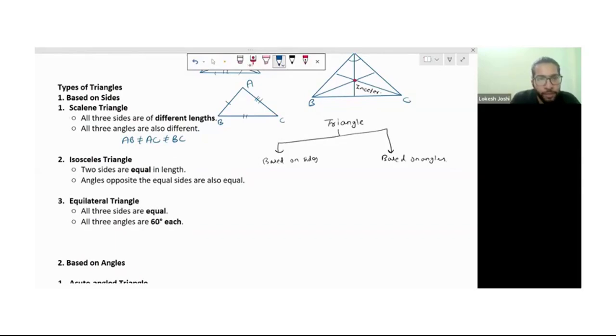The other property of that is that all three angles are also different, which means we can write angle A is not equal to angle B is not equal to angle C. Now the next one is the isosceles triangle.